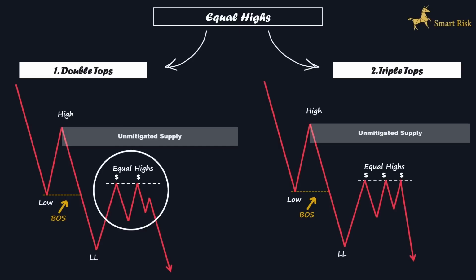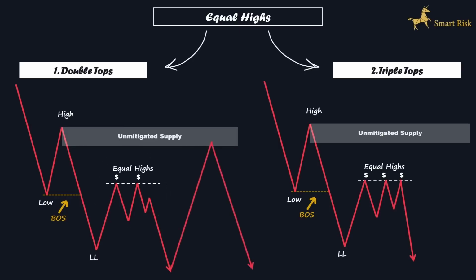In this scenario, it's highly likely that the price will move back up, clear the accumulated liquidity above the double tops, trigger the sellers' stop losses, touch the supply zone, and then reverse to continue its bearish movement. The same concepts apply to the triple top pattern. Numerous stop losses and pending orders are situated above the triple tops, increasing the likelihood that the price will return to clear the accumulated liquidity above the equal highs.